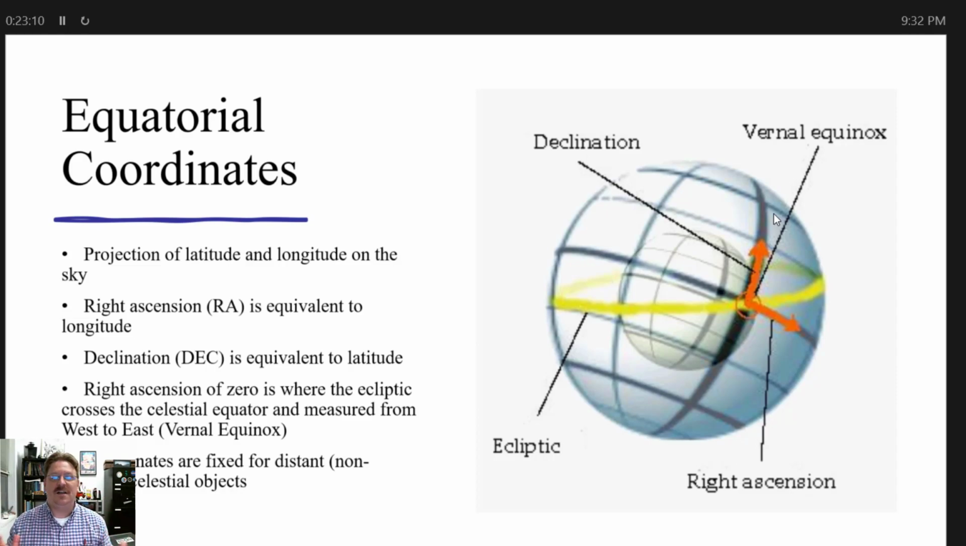Now, because things are constantly rotating, it doesn't quite make sense to define the 0 point in right ascension in a similar way. It's more of an arbitrary sort of way. We define the 0 point in right ascension as when the sun passes from the southern hemisphere to the northern hemisphere. And this is referred to as the vernal equinox.